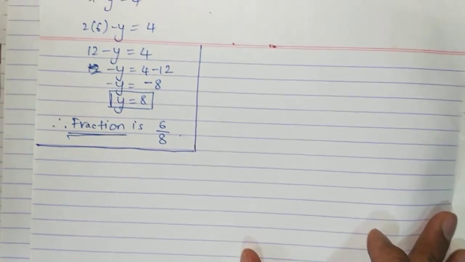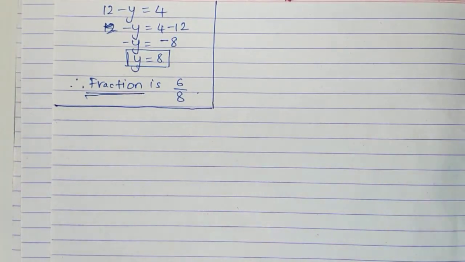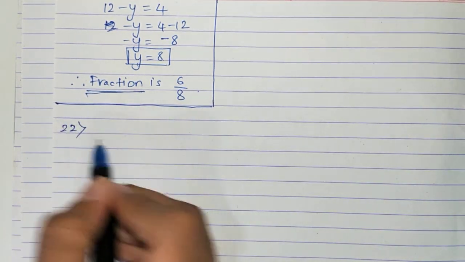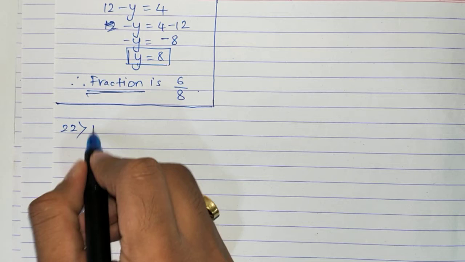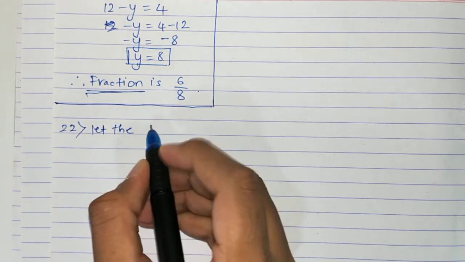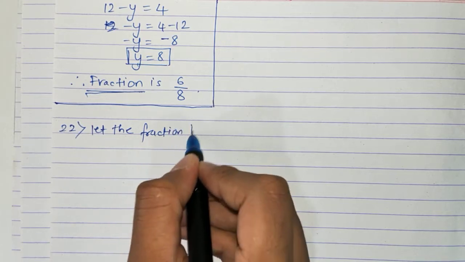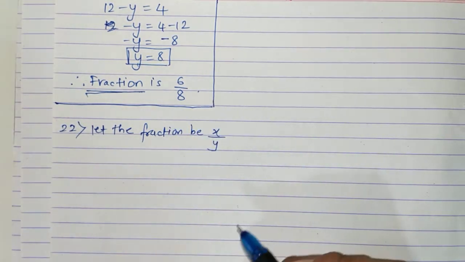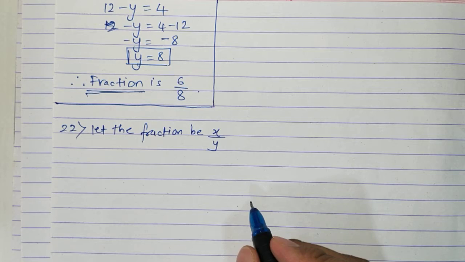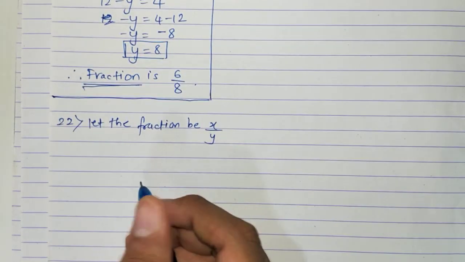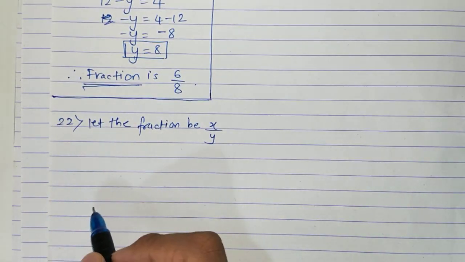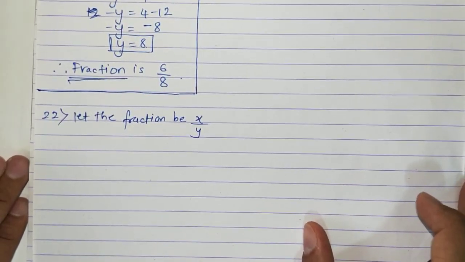The 22nd and the 23rd question are based on fractions only. Now again, I'll write the statement. Let the fraction be x upon y. Now the 22nd question. Keep the textbooks with you and read the question along with me.